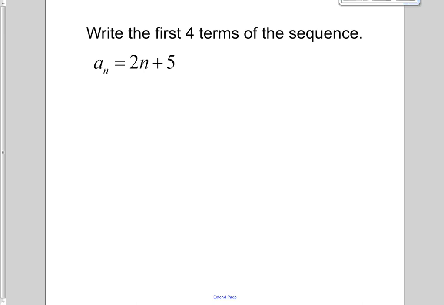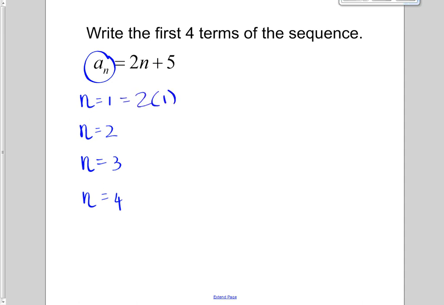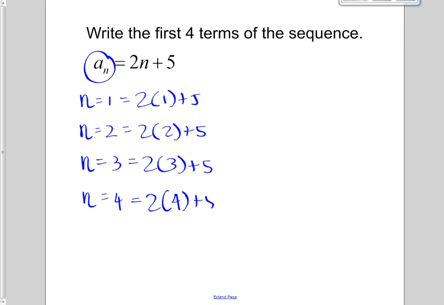The way they work is actually pretty simple. This is saying write the first 4 terms of this sequence. All that means is that I want to evaluate this for n equals 1, n equals 2, n equals 3, and n equals 4. I stop at 4 because it says the first 4 terms. Well, if I do that, this is 2 times 1 plus 5. This would be 2 times 2 plus 5. This is 2 times 3 plus 5. This would be 2 times 4 plus 5. So I have an n right here, and it becomes 1, then 2, then 3, then 4, as I plug in all the way down.